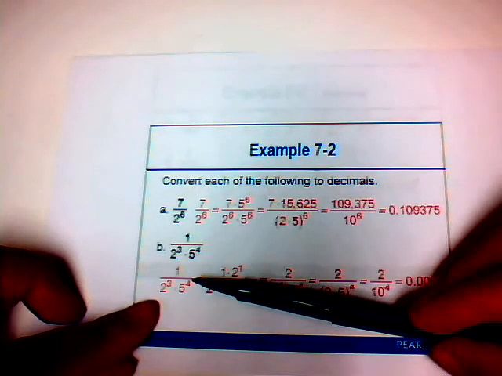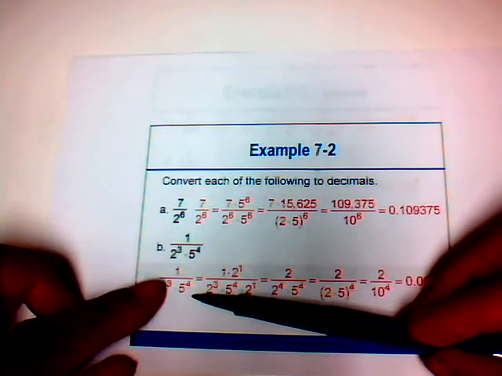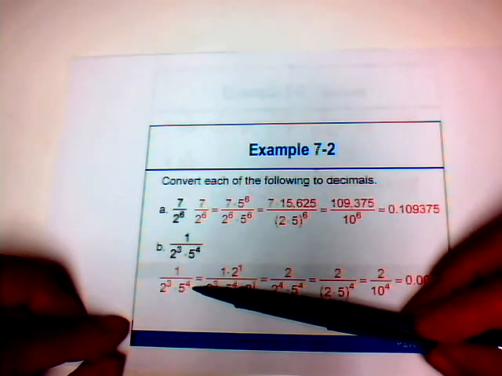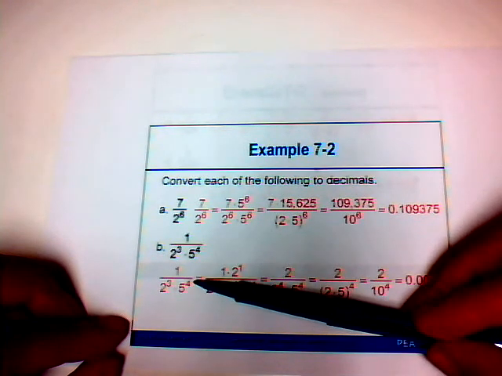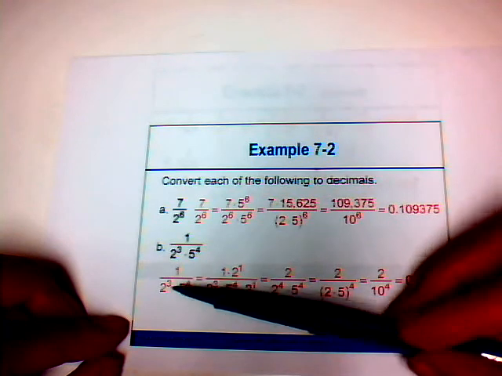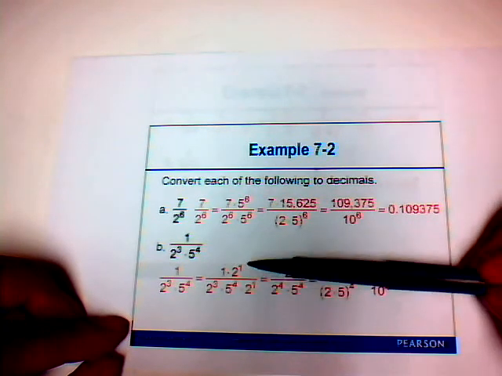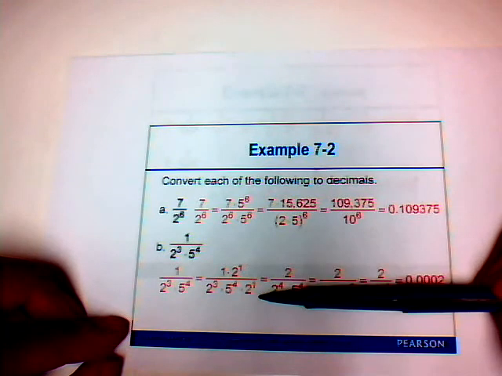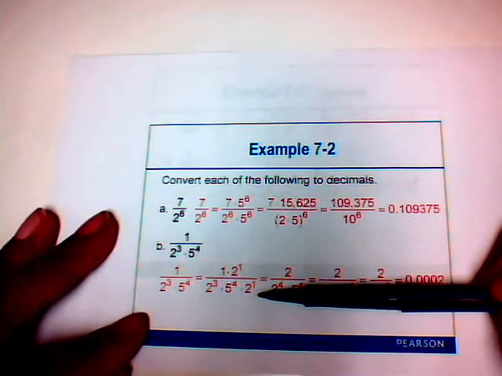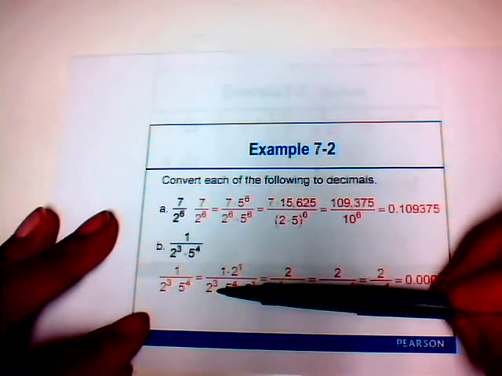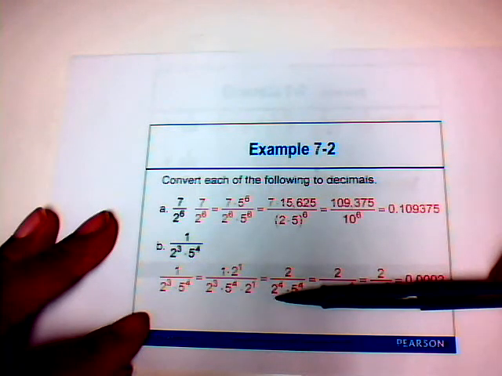And then part B, 1 over 2 to the 3rd times 5 to the 4th. Well, we got the 2 and the 5. But what we want to do here is make the exponent for 2 the same as the exponent for 5. The exponent for 5 is 4. So to make 2 to the 3rd, 2 to the 4th, I need to multiply the numerator and the denominator by 2 to the 1. So in the numerator, 1 times 2 would give me 2. 2 to the 3rd times 2 to the 1 would give me 2 to the 4th.